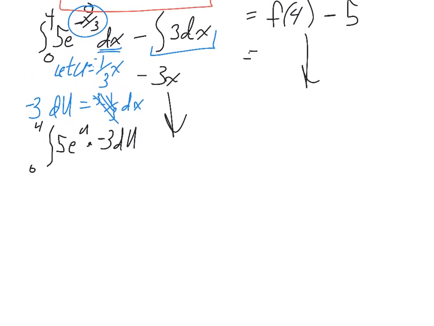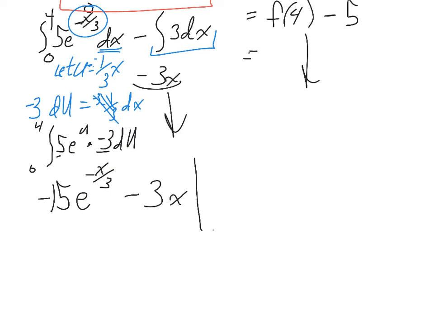Okay, the integral of e to the u is just e to the u, so I'm going to do 2 and 1 here. This is going to give me now negative 15, right? I'm going to put these two together, negative 15e. Instead of u, I'm going to put back my negative x over 3. And I still have the minus 3x. I'm going to bring all of this down.